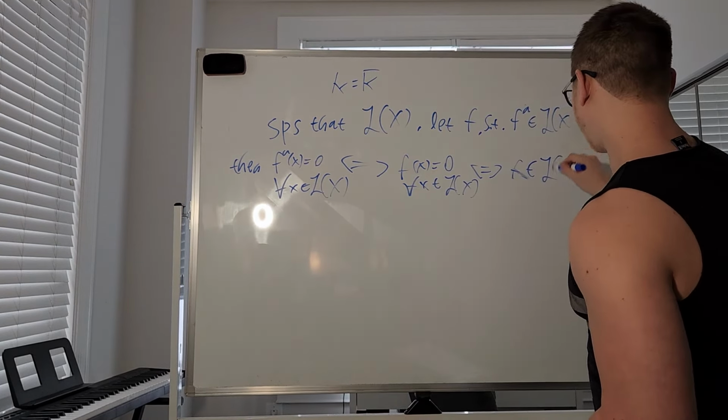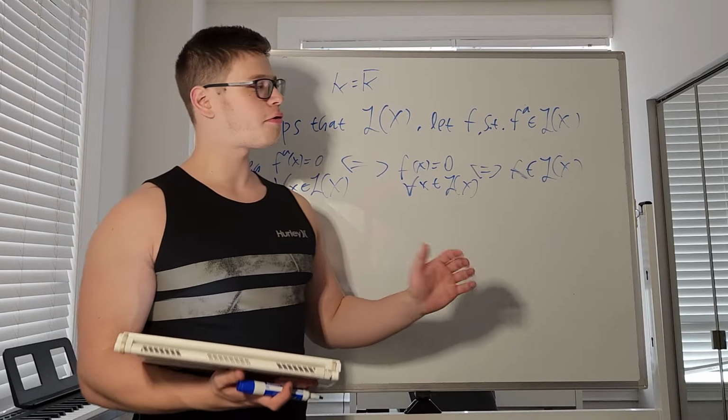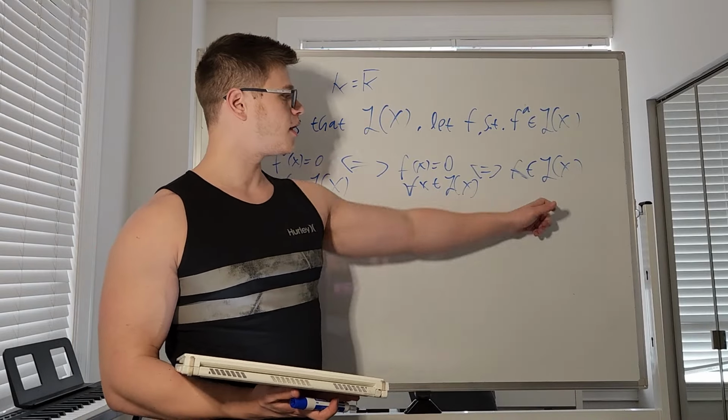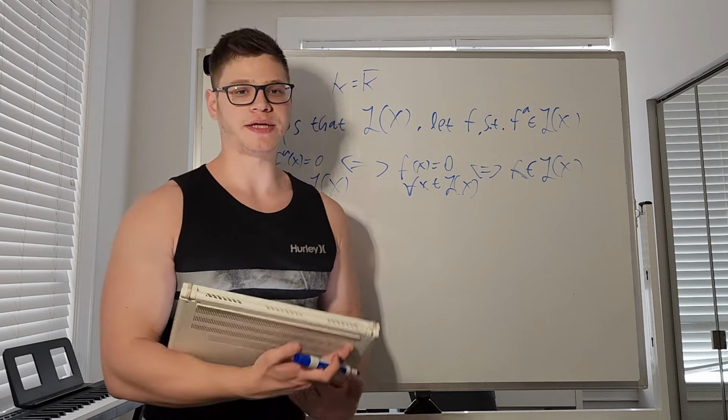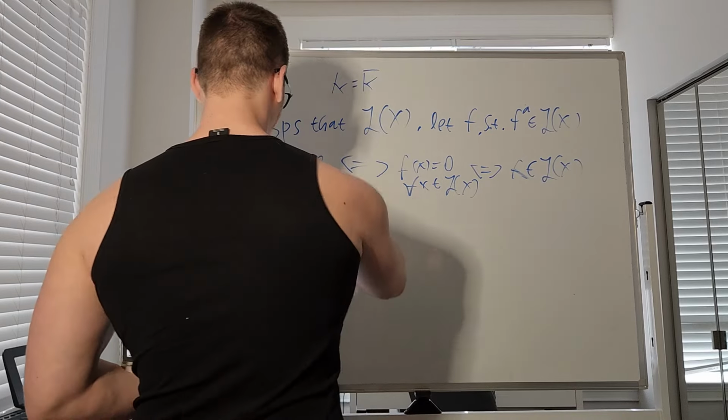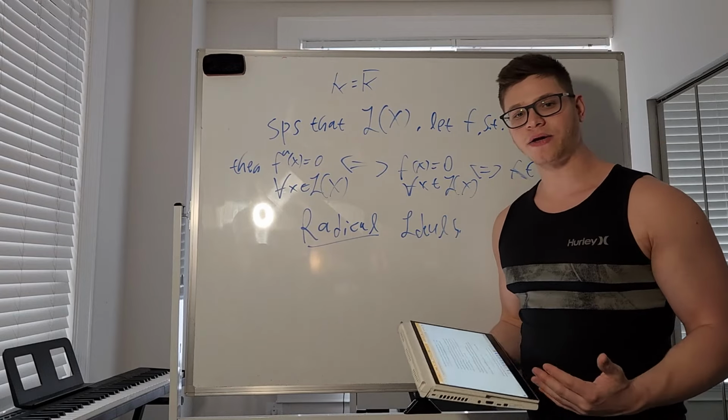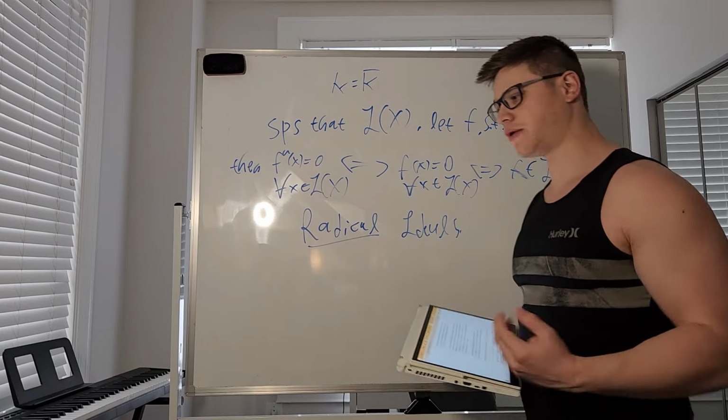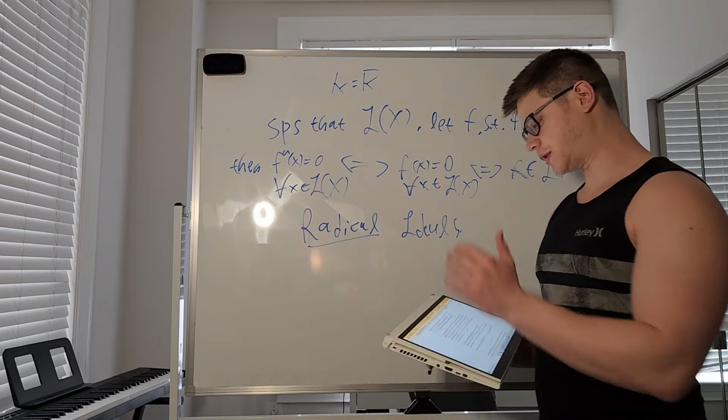f is in I of X. So if a power of an element is in the ideal, then that element is in the ideal. These ideals are called radical. They are called radical ideals because they are equal to the radical, which we will define in a moment.